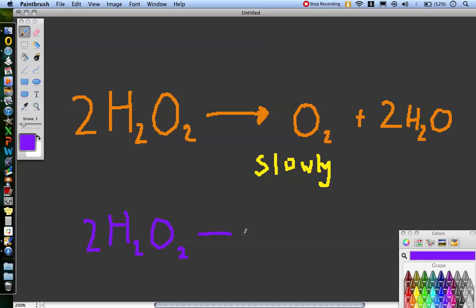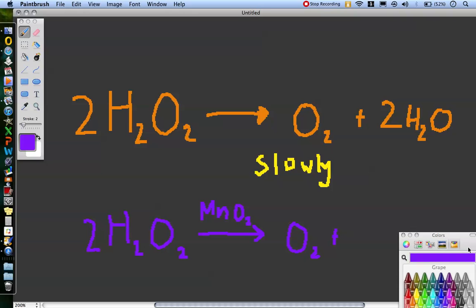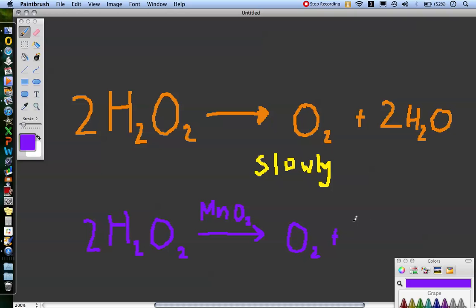So if we introduce a catalyst to this reaction in the form of manganese dioxide, then this reaction is going to proceed very, very quickly, and it's going to be very obvious that it's occurring because a whole heap of bubbles will be formed and you will be emitting a whole lot of oxygen gas. Now, there's a reasonably important thing to note here: if a catalyst is present in a reaction, you should write that catalyst above the arrow like I have done here.